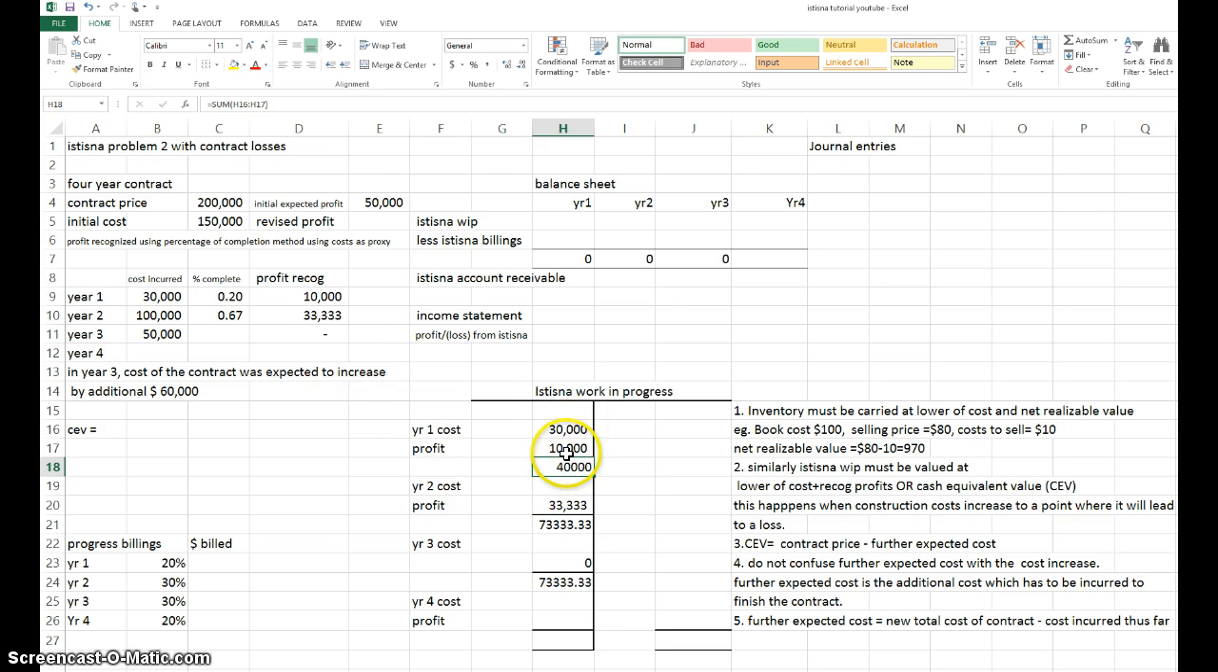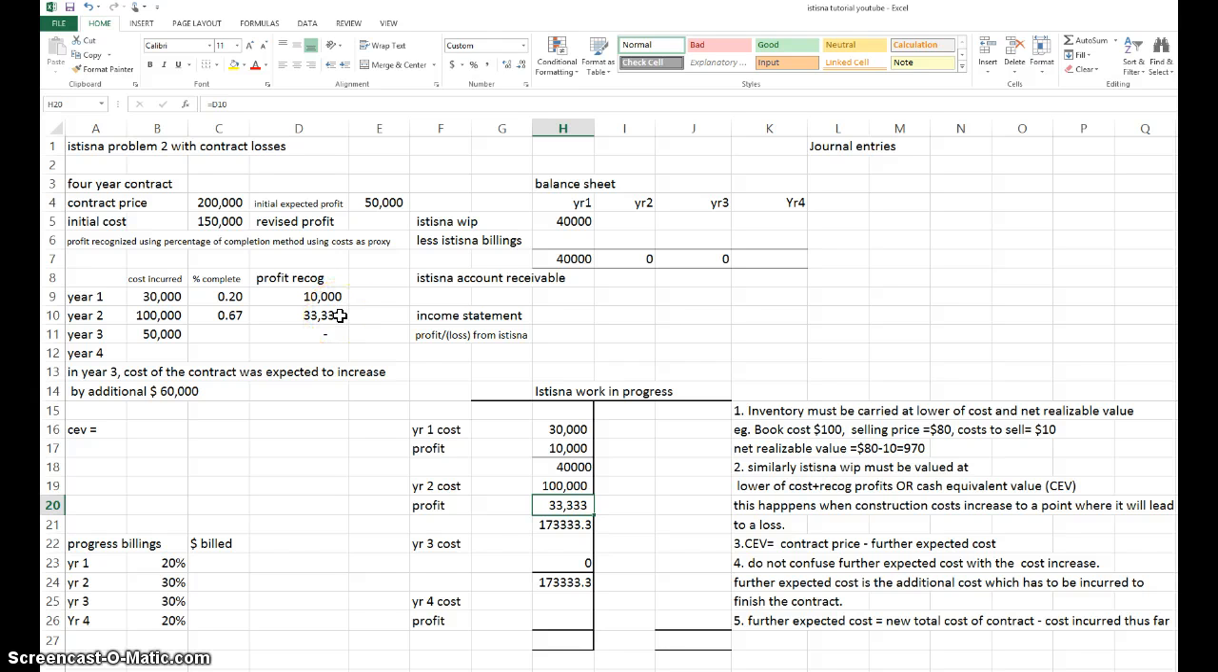So at the end of the year we have 40,000 in the balance sheet, which is going to go here in the balance sheet. You see that? Now next year we got 100,000 incurred, 67%, 33,000. So now we are going to bring that down. The cost incurred in the second year is 100, so we are going to add that to the istisna work in progress account. And the profit is 33,000. I already linked this formula here, which is 67% of 50,000, 33,000.